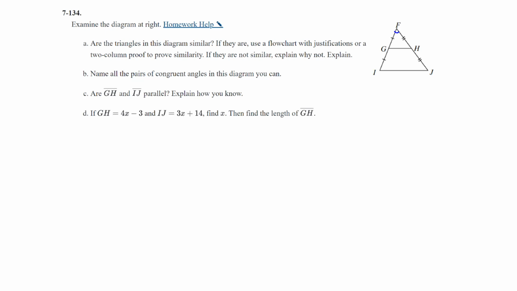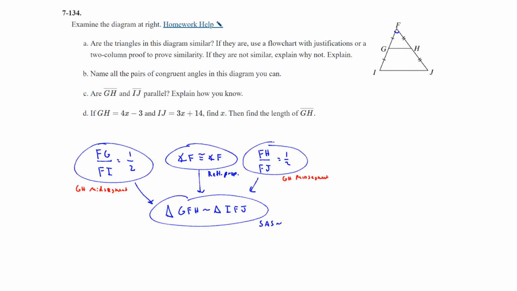So let's go ahead and do a flowchart proof for this. Alright, so there is the flowchart proof, and once again you can do a flowchart or a 2-column proof. I just chose the flowchart. It gives me the 3 things I need. Corresponding side, ratio is 1/2, the congruent angle, which is the reflexive property, and then another corresponding sides in proportion, which is 1/2 again. And that's because GH is the mid-segment. It breaks that side into 2 equal parts. So we know that the triangles are similar by side, angle, side.